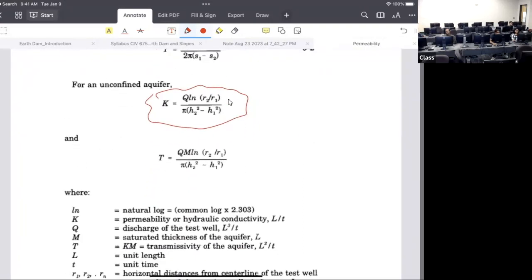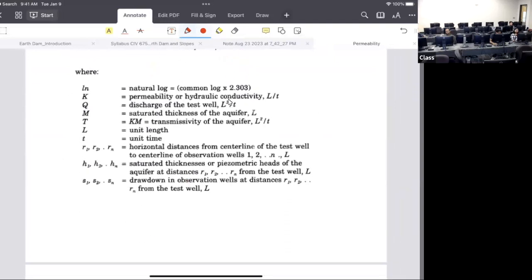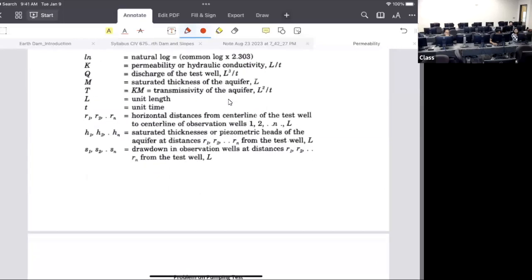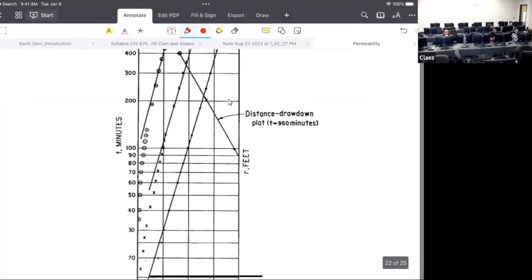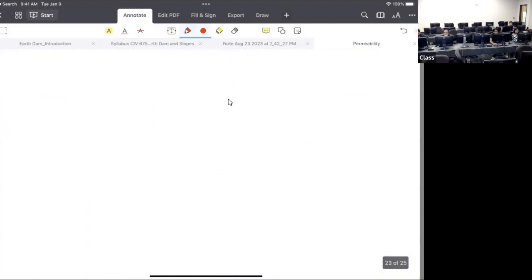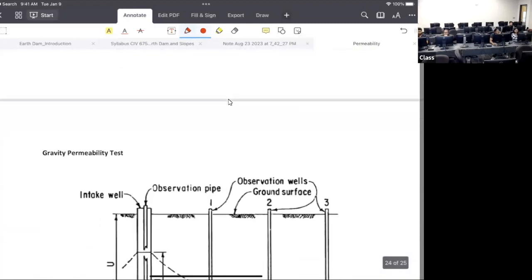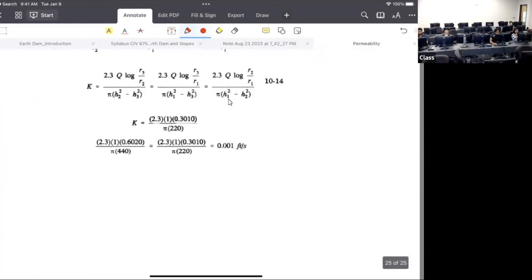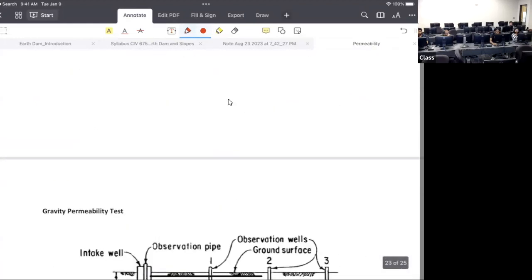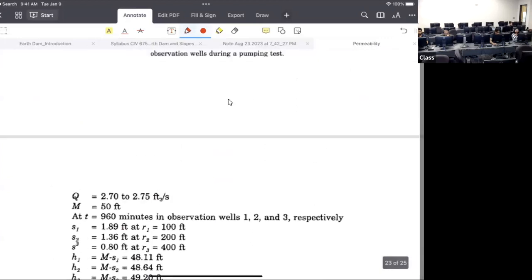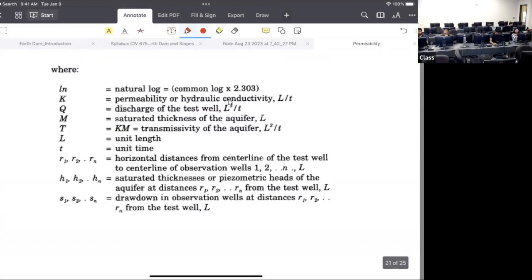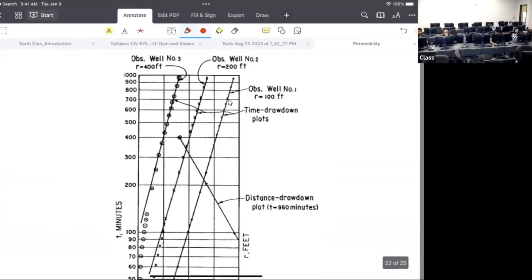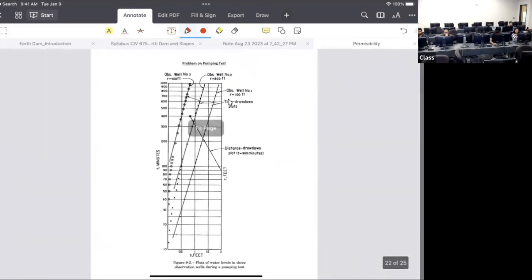There might be a homework problem on this. That is very straightforward. There might be a similar problem on your midterm. Very, very straightforward. There is a problem on the pumping test. The problem on the pumping test is given. I'm trying to find the answer. No, it's not there. So there is a problem on the pumping test.